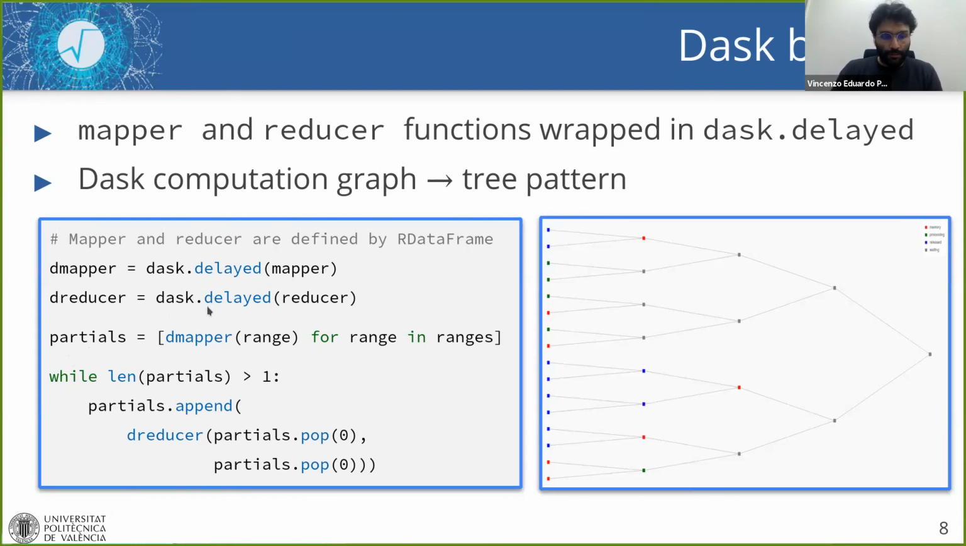Other than wrapping the mappers and reducers in delayed objects, we create the computation graph by issuing one mapper for each range of the list of ranges that I mentioned previously. Then the mappers will iteratively get reduced until there is only one result left, and that result will be sent to the user. You can see on the right that it looks like a map-reduce pattern in the end, and that is also very similar to what we have in the implementation of the Spark backend. I will briefly talk about that later.